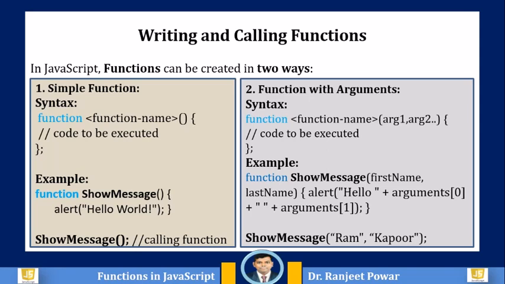JavaScript is a dynamically typed scripting language, so a function parameter can have a value of any data type. In the given example, the showMessage function is defined with the parameters first name and last name. When this function is called, the first parameter passed is Ram and the second parameter is Kapoor. It will display the message, hello Ram Kapoor.